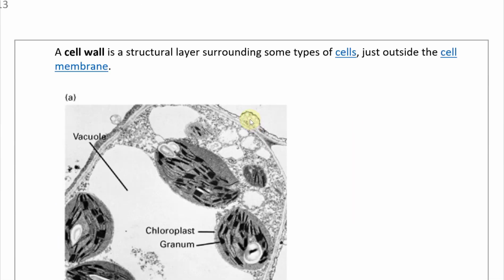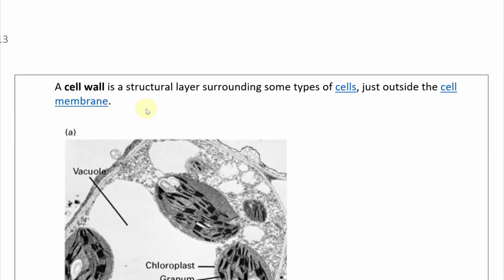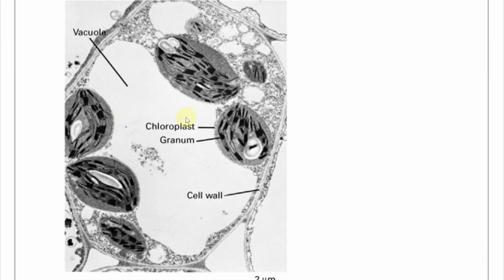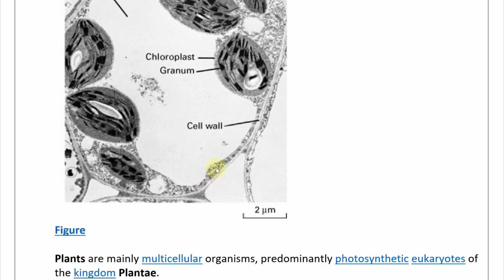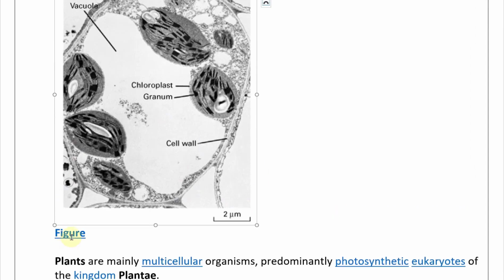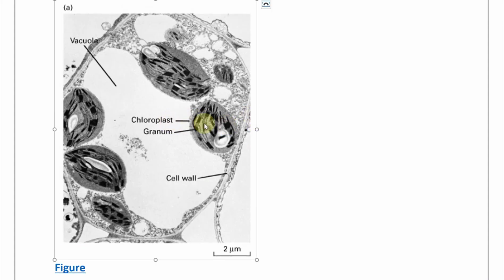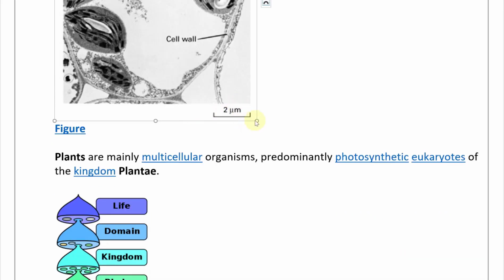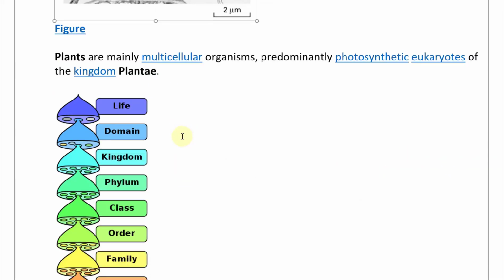Let's continue further. So a cell wall. Some plant cells have this additional structure. A cell wall is a structural layer surrounding some types of cells, just outside the cell membrane. So if you have, here's a vacuole, here's a cell wall around it, and the membrane would be inside, and then you have a cell wall around that. And there's a chloroplast. This figure is from schematic.org. Interesting stuff. There's a chloroplast and so on. We'll get to chloroplast in a bit. And that's a granum of a chloroplast.